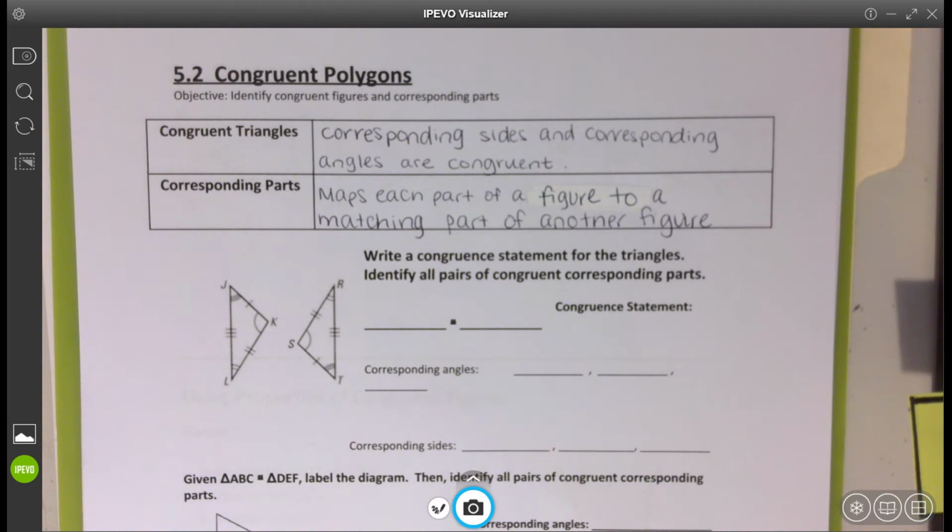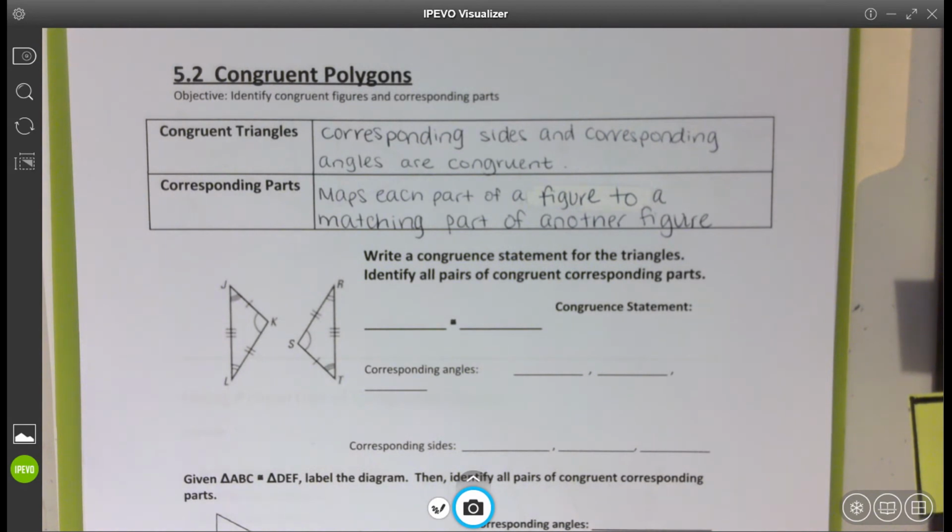Corresponding parts maps each part of a figure to a matching part of another figure. What that really is saying is corresponding parts are matching parts. One side of a triangle matches the other side of the second triangle. And we're going to see what that looks like in the following diagrams.